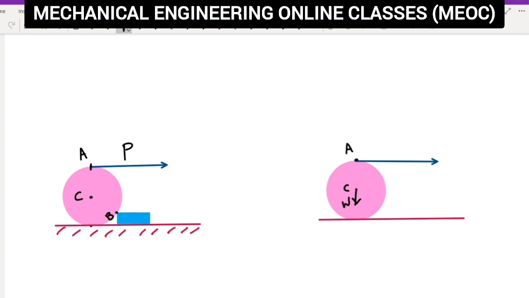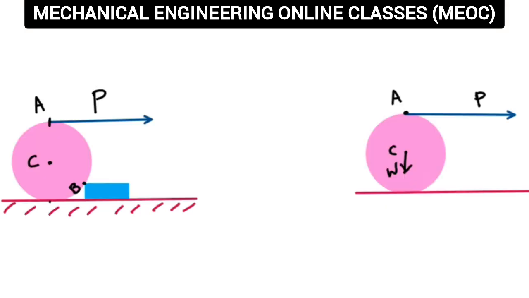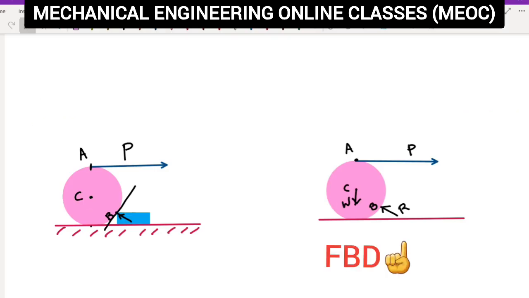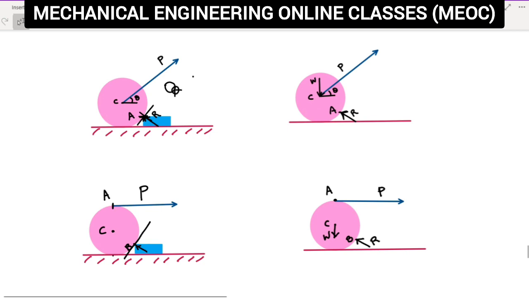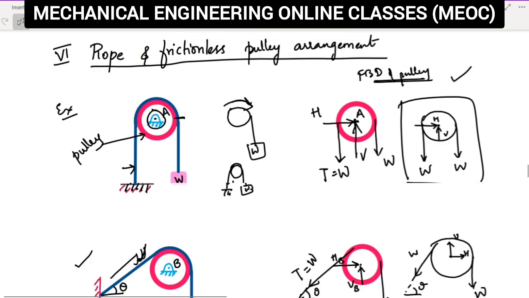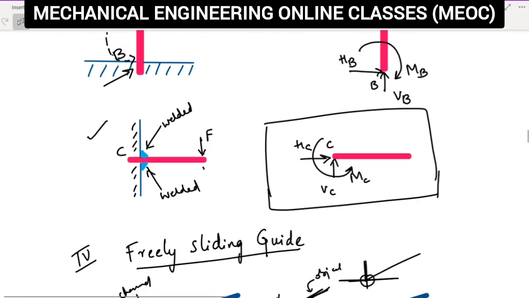Through A there is a force P acting, and at this particular point B, perpendicular to a common tangent here, there will be a normal reaction, or reaction from the knife edge, that is R at B. So this is the support reaction. These are the support reactions for the given system. These are the most common support reactions that we may have to solve in our mechanics problems.